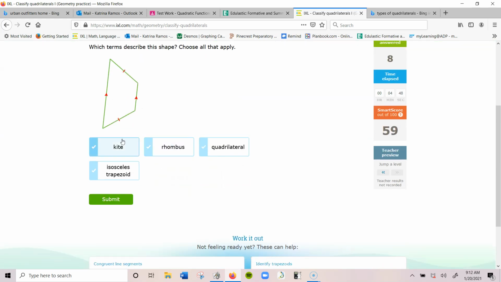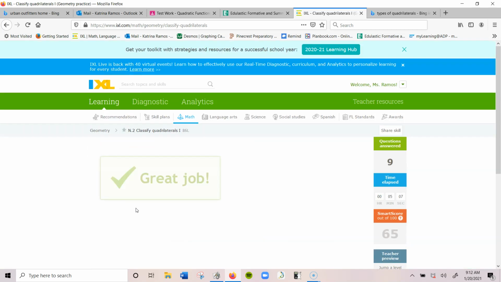Okay, here this is a trapezoid, and since these 2 sides here are congruent, this is an isosceles trapezoid. It is not a kite because you have these parallel sides, and kites do not have parallel sides. It's not a rhombus, right, because not all sides are congruent, but it is also a quadrilateral because we have 4 sides.